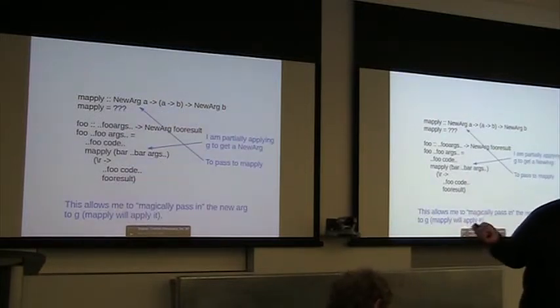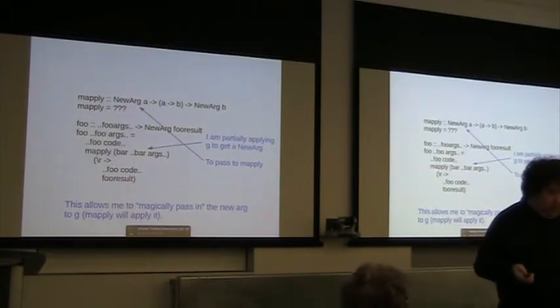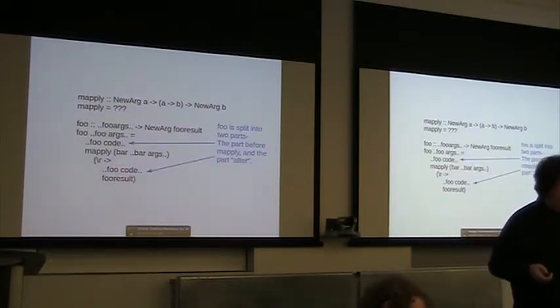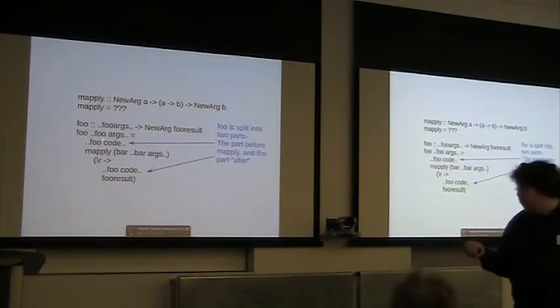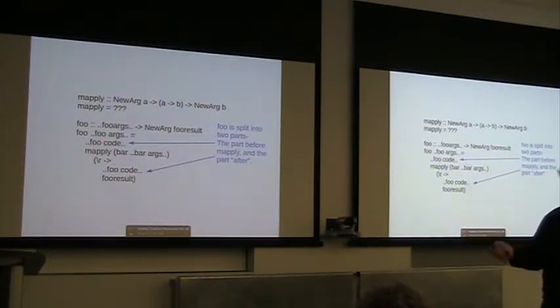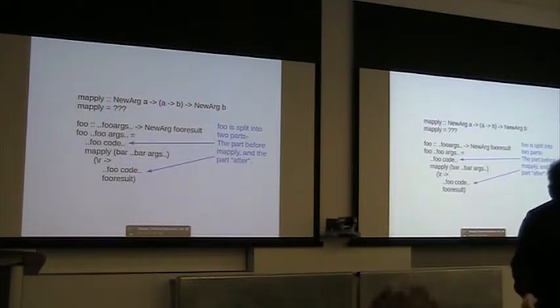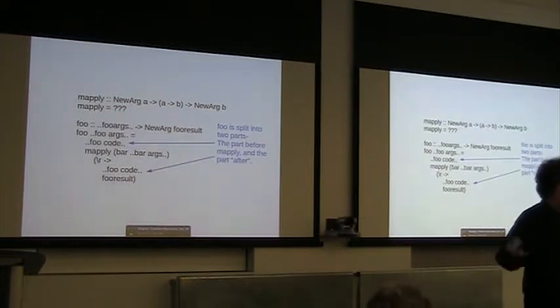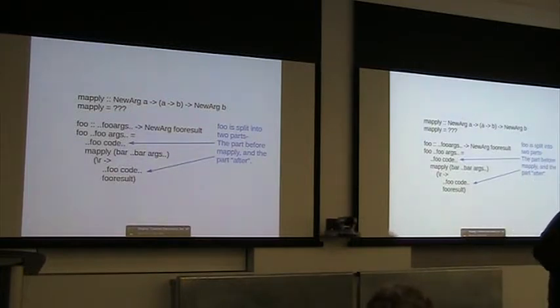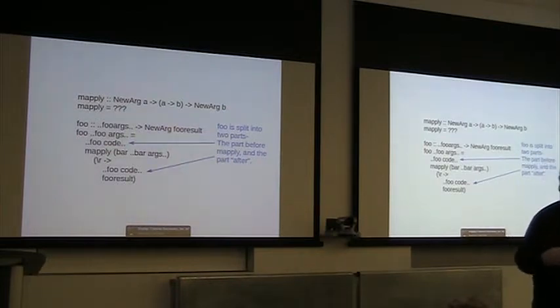So I'm applying bar to get a new arg. Another thing to notice is foo is now sort of split into two parts here. You have the part before we call bar, and the part after we call bar. The part after we call bar, we're actually packaging up in another closure to pass into mapply, that we're hoping mapply will call at some point, after it calls bar and gets whatever bar's return is going to be. Does that make sense?